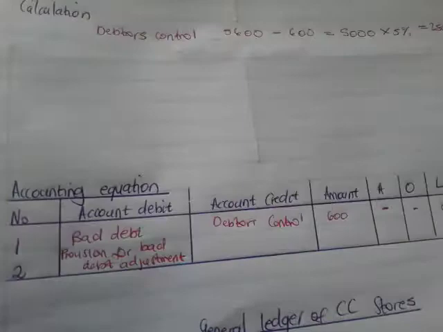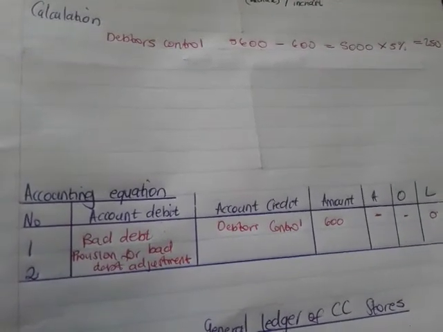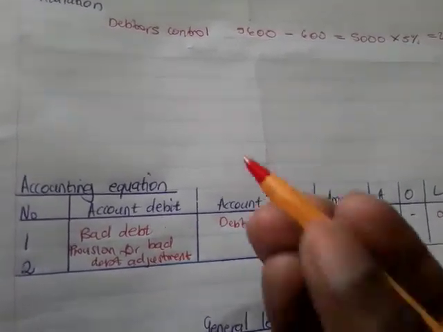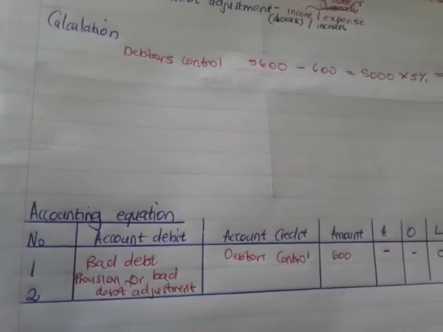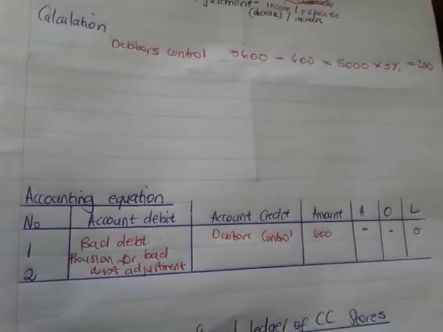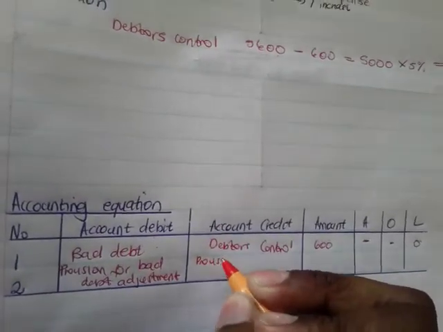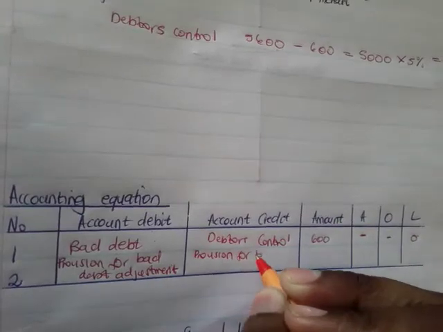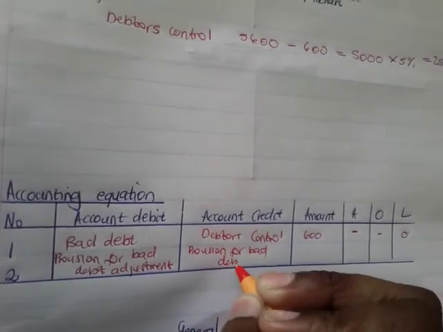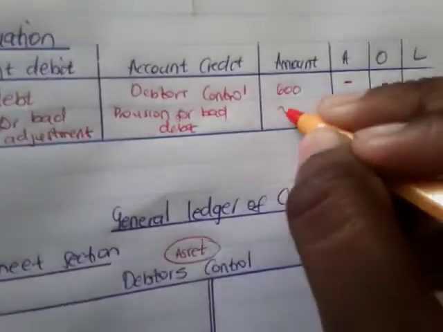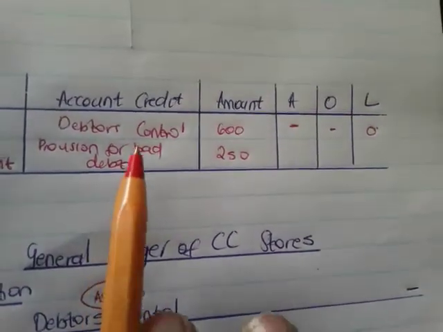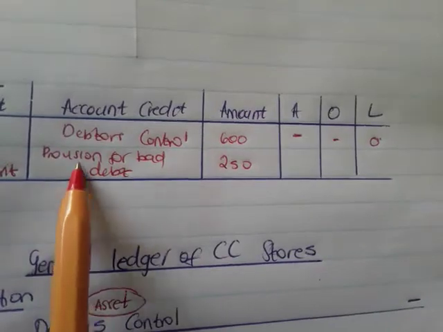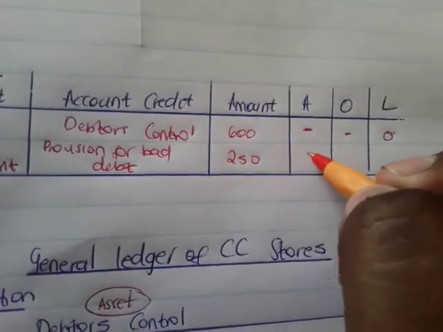And then, if one account is debited, the other will be credited, which is provision for bad debt, which is a negative asset. If it is a negative asset, we know that an asset is negative on the credit side. So here it will be your provision for bad debt, and then it will be your 250. And then do we have an asset? Yes, we have a negative asset, which we call provision for bad debt. So therefore, it's a minus.